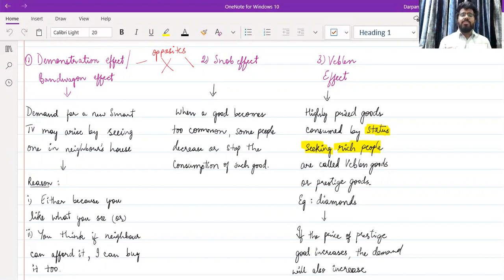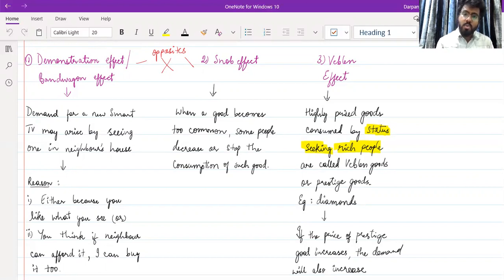Then what is Veblen effect? Veblen effect happens with Veblen goods or prestige goods. Now what are these? These are high priced goods which have prestige value. Who purchases them? These are purchased by status seeking rich people, right? So status seeking rich people, when do they purchase goods?